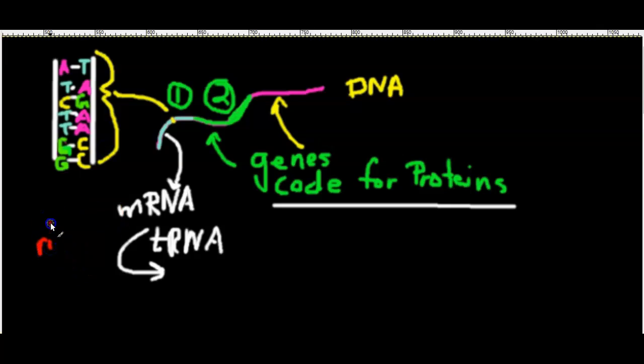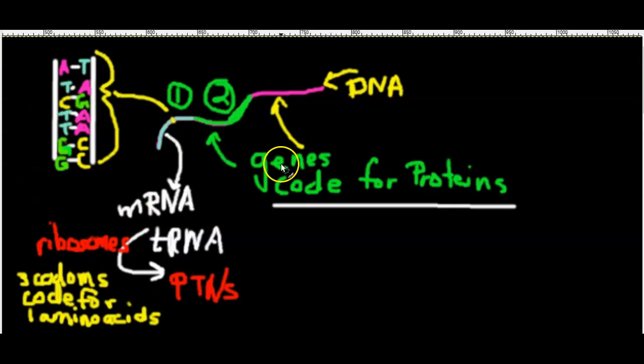So this is where all that earlier stuff that we learned comes in, ribosomes. And that's where we're going to be making the proteins. And PTN is how we abbreviate protein. So all that are genes. So DNA to messenger RNA. Messenger RNA goes to the cytoplasm.